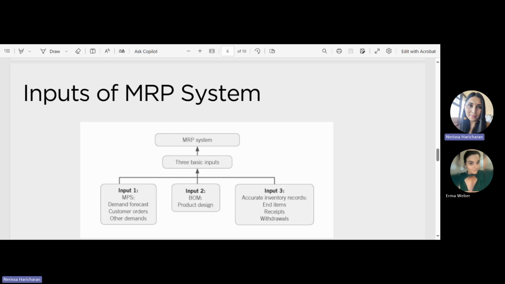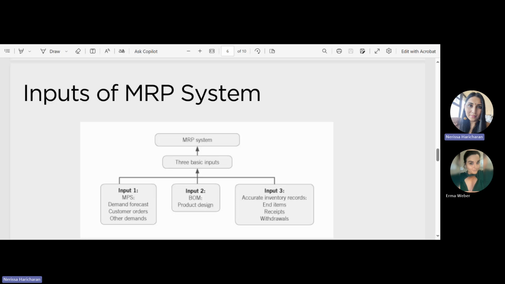And then your input three, which is your accurate inventory records. You want your inventory records to store information about the status of all your items required at a specific time period. So what is the requirement for each part? What is the scheduled date of receipt of that material? How much stock on hand do you have at the facility or at the store?